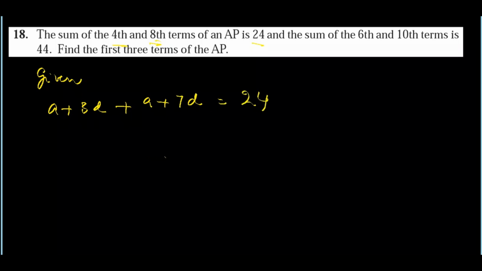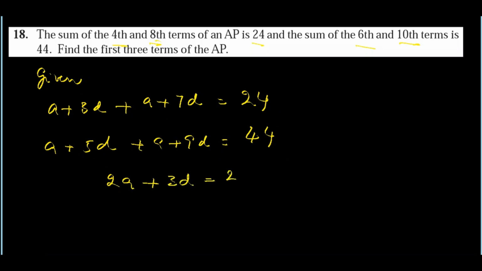That's given. The sum of the 6th term and 10th term is 44. A plus 5D is the 6th term, plus A plus 9D is the 10th term. If you add, you get 44. That means 2A plus 3D equal to 24, and 2A plus 14D is 44. 11D equal to 20.